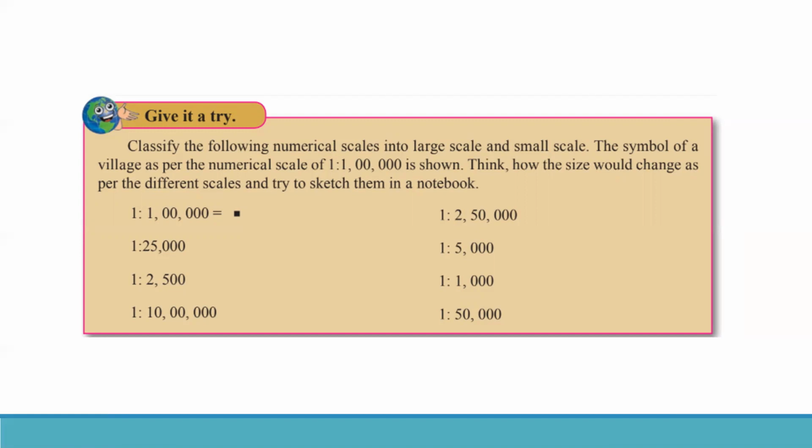So on this basis, you can still do the next one. The fifth one, 1 is to 2,50,000, small scale. 1 is to 5,000, large scale. 1 is to 1,000, again large scale. 1 is to 50,000 is small scale. Okay, so you understood how to classify them.